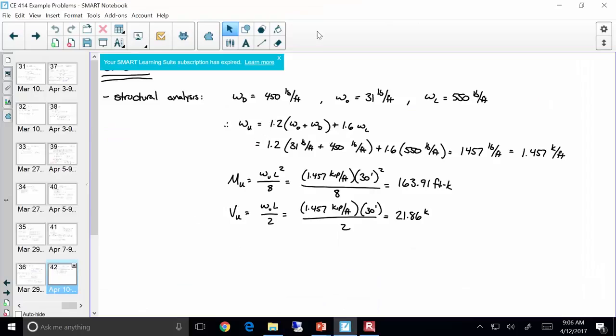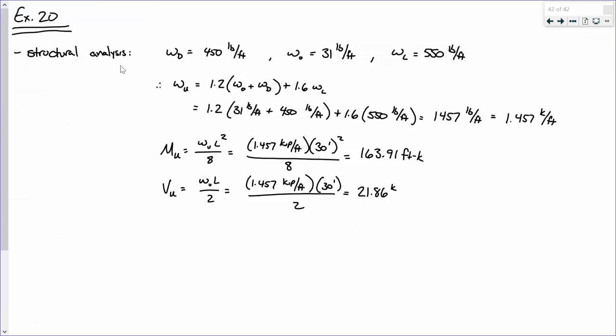So where are we at? Okay. So this is where we left off last time. We have a dead load of 450 pounds per foot, a self weight of 31, and a live load of 550. So we factor that, incorporating that self weight, we get about 1,457 pounds per foot. So WL squared over 8 and WL over 2 give us our moment and shear.